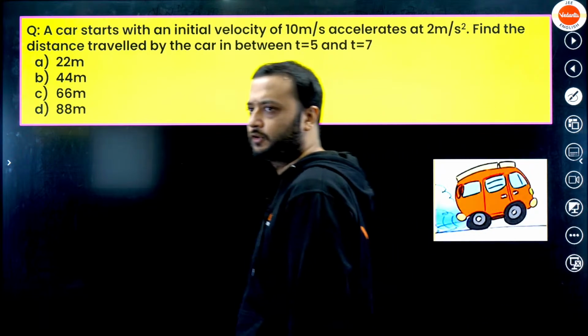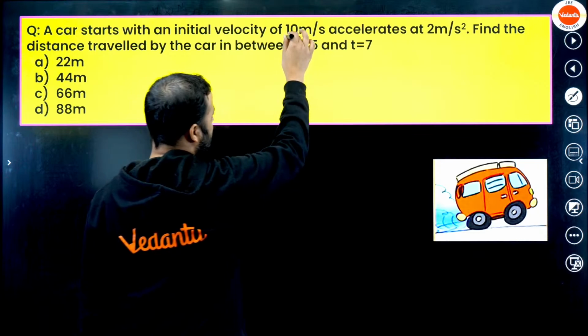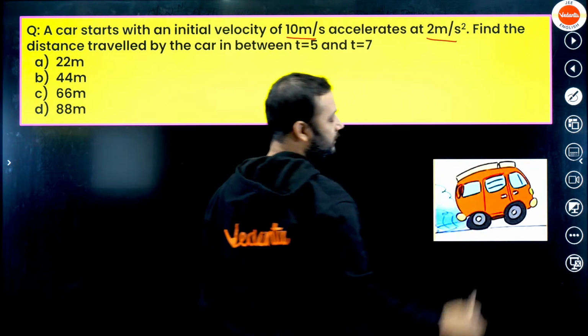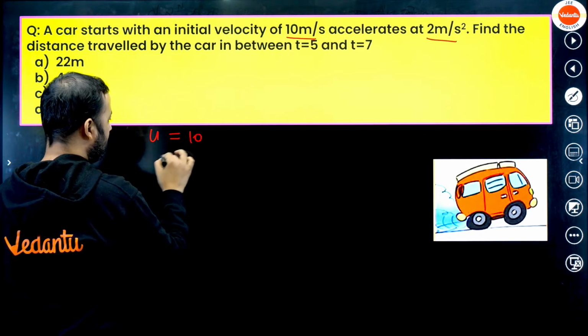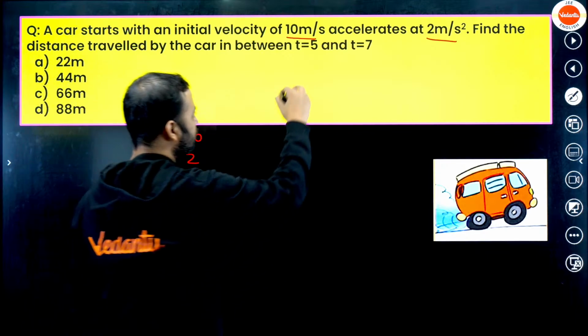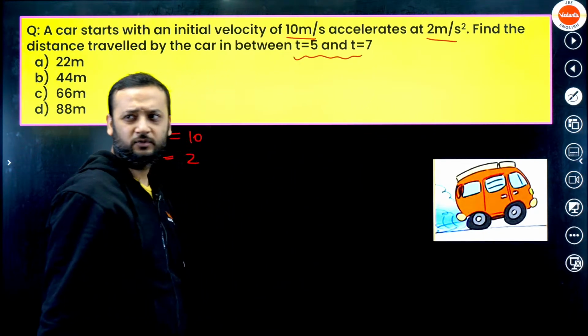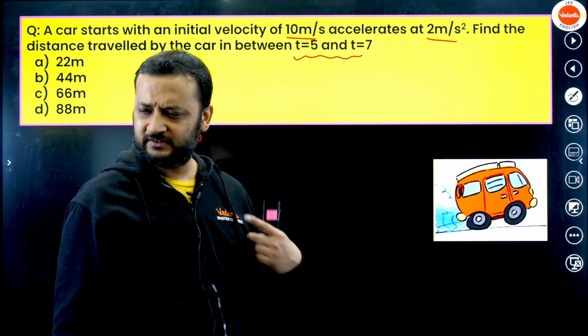Let us see one more question. A car starts with an initial velocity of 10 meter per second and accelerates at the rate of 2 meter per second squared. So what do you understand? Initial velocity was 10 and acceleration was 2. Find the distance traveled by the car between t equals 5 and t equals 7.